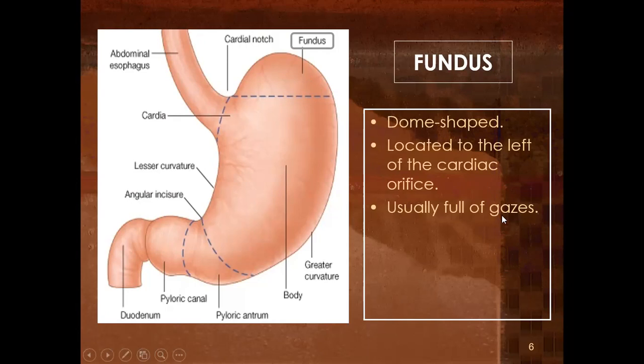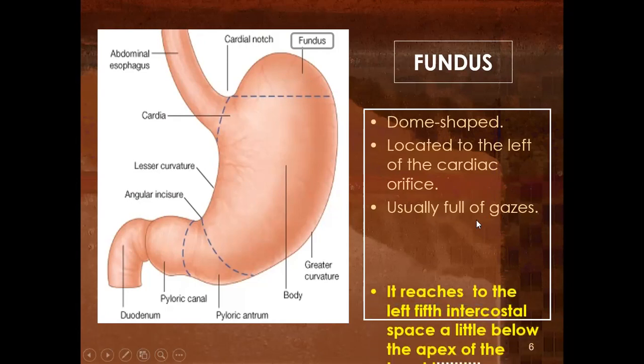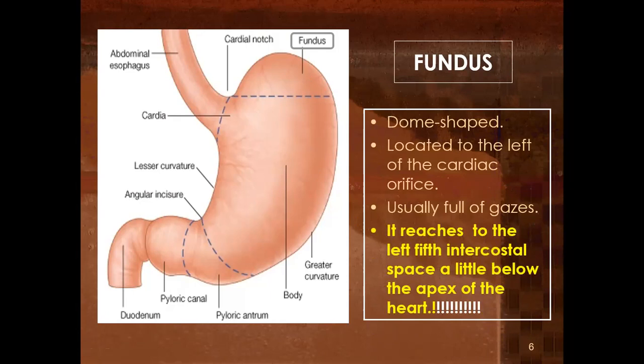Usually it is filled with gases. It reaches the left fifth intercostal space, a little below the apex of the heart. If you see the fundus, it goes up to the topmost portion of the diaphragm, and it will reach almost the fifth intercostal space. So what is there in the fifth intercostal space? The apex of the heart is present in the fifth intercostal space. So this fundus will be just below that apex, just below the diaphragm. The apex of the heart will be above the diaphragm and the fundus will be below the diaphragm.